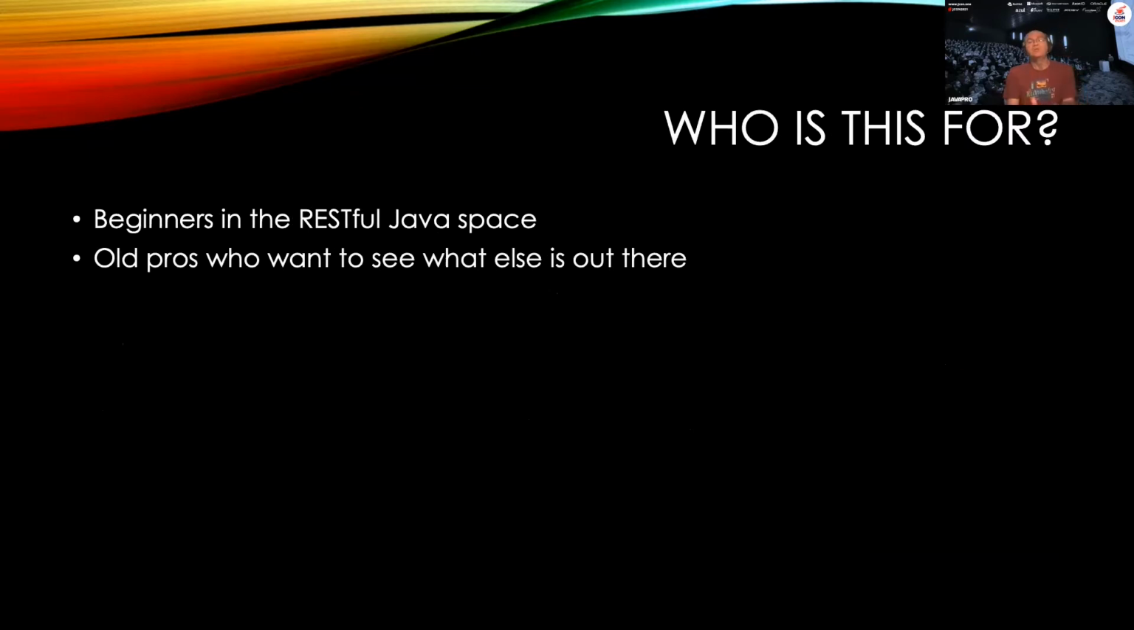So who is this presentation for? Ideally, it's for beginners in the RESTful Java space. If you've done a lot of development in RESTful Java, hopefully you'll still be able to benefit from some of the information in here. Hopefully you'll be able to see things like, oh, I could have chosen to go down that path instead of this one, and see some of the pros and cons of those decisions. But ideally, if you're new to the RESTful Java space, I think you'll find a lot of this very useful, because it'll help you choose which path you want to go down and why you might want to avoid certain paths.